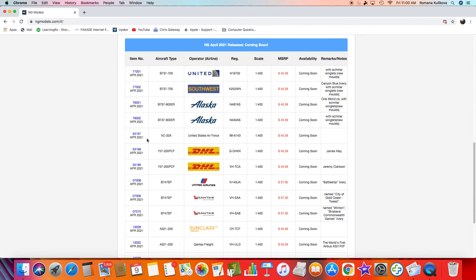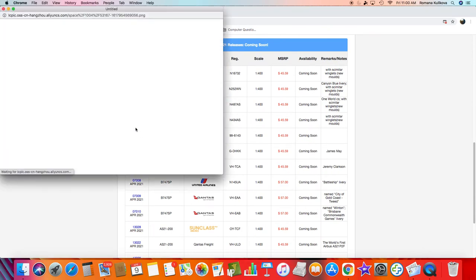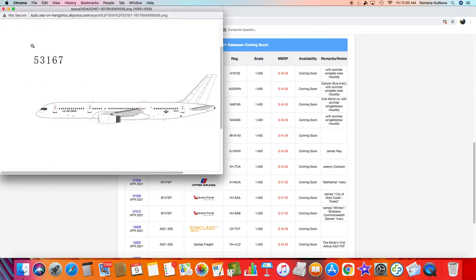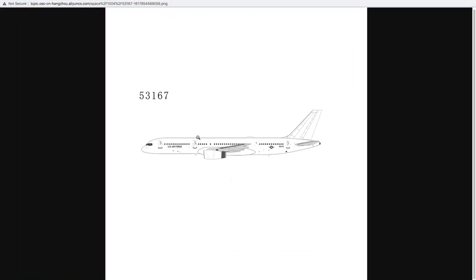And yeah, moving on down the line, we have a United States Air Force VC-32A. Sorry, it's a VC-32A.